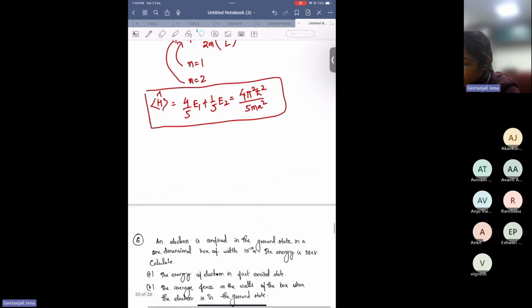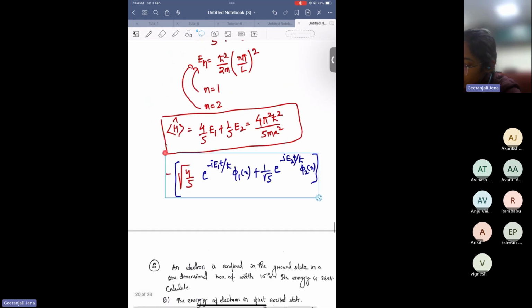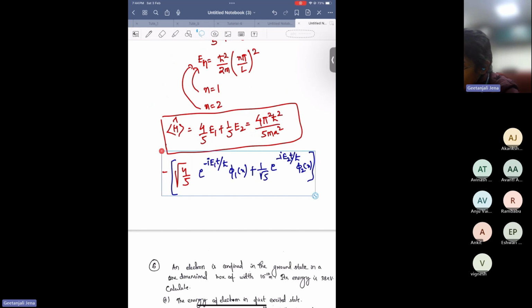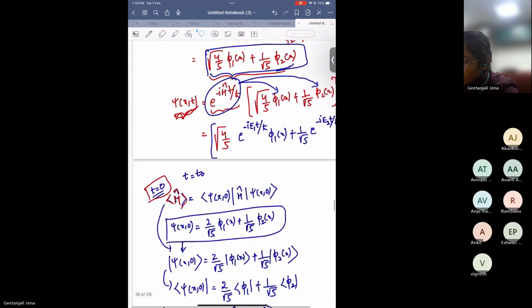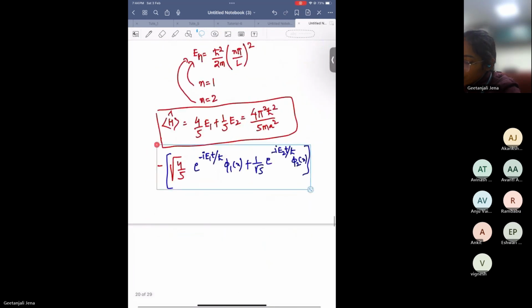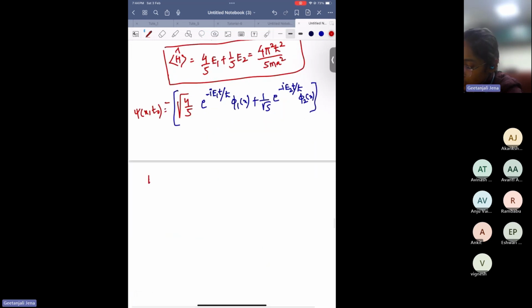So let's take it to this place. This is the equation for psi of x,t. This is the expression for psi of x,t at t equal to t0. If you want to find out the Hamiltonian, follow the same procedure, but instead of psi of x,0, you have to put psi of x,t here.